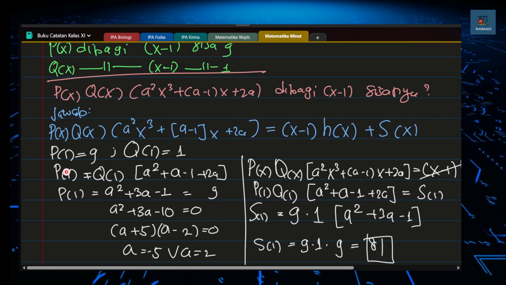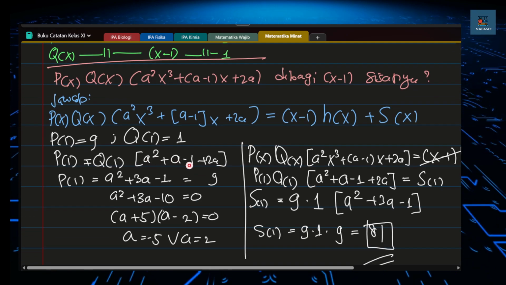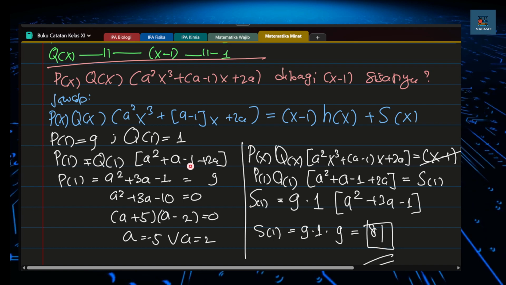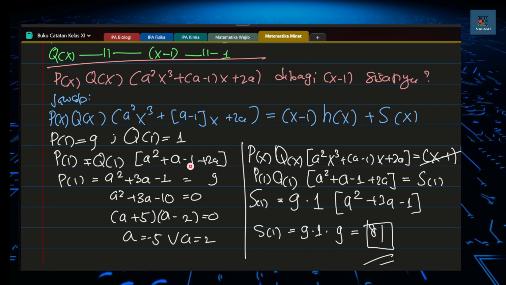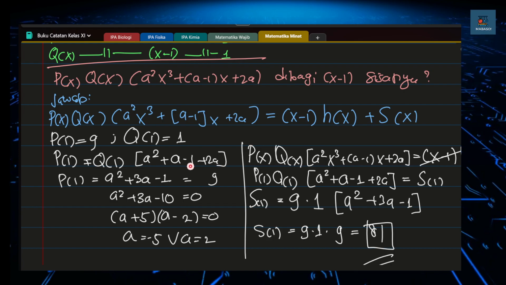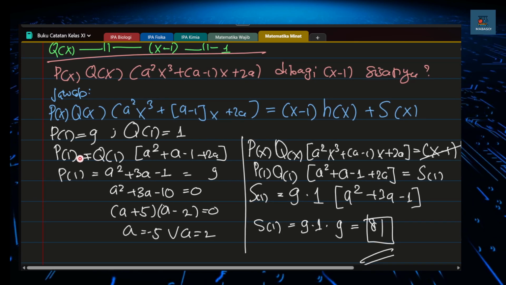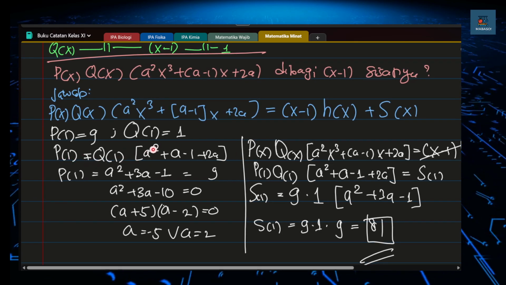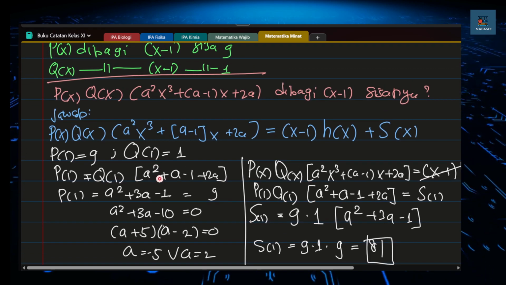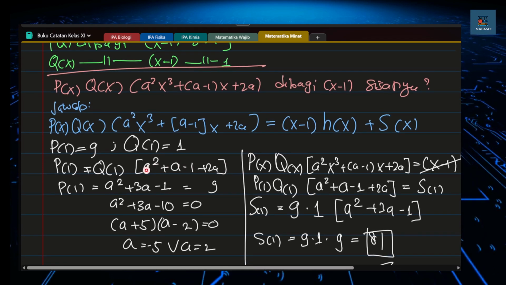So we know that P(1) is equal to K(1) times a squared plus a minus 1 plus 2a. So we change all x's into 1. We insert x equal to 1 into the equation, and it would leave us with P(1) equal to K(1) times this term. We change all the x's with 1, and we would get this equation.